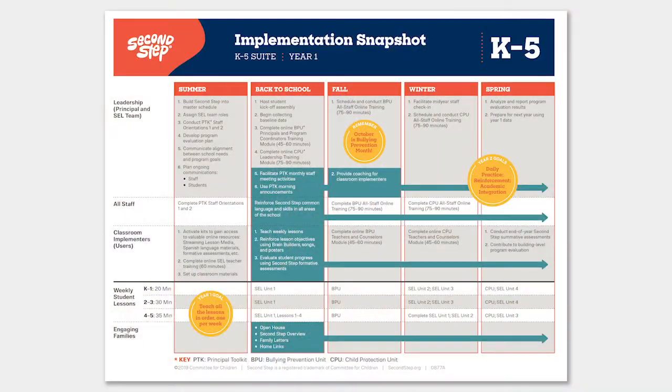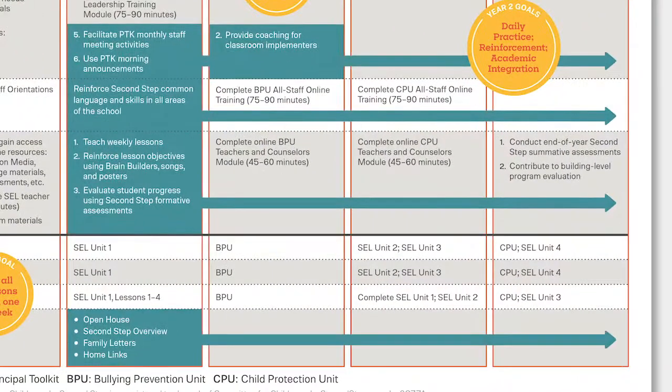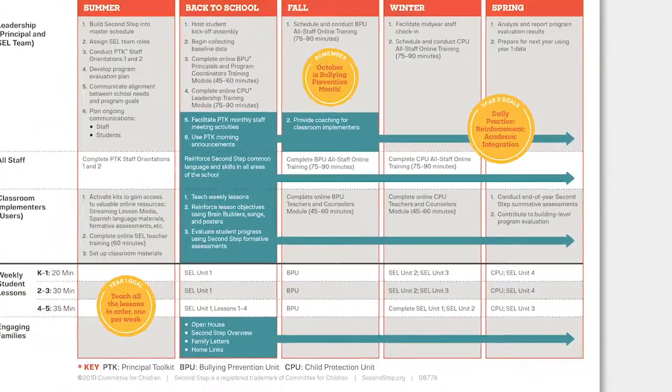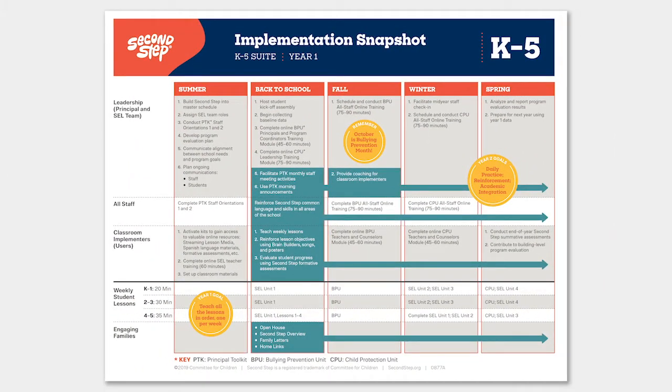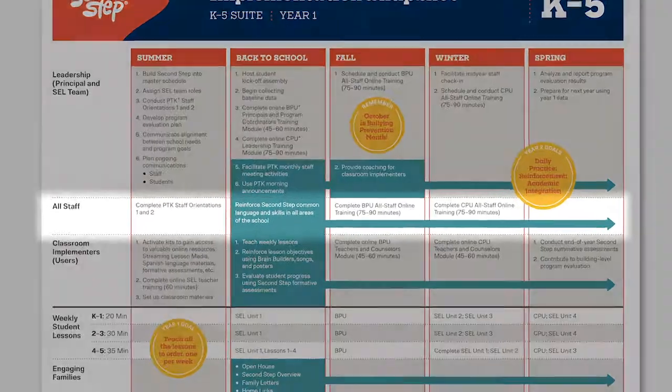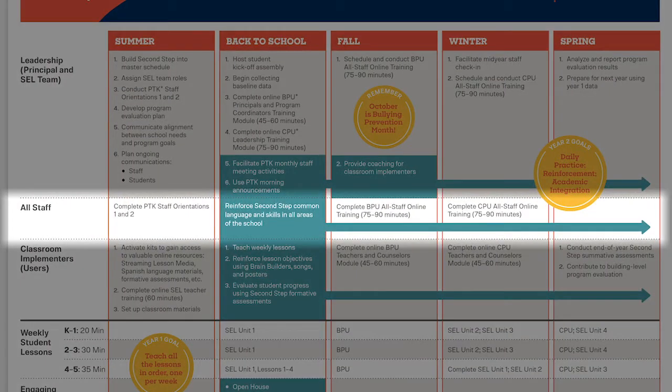You might notice that some of the tasks are highlighted in teal. The teal arrows indicate an ongoing task. Maybe as a building leader or teacher, you'll begin a task at the start of the school year, but this arrow means you'll continue it through the spring. Next, we have the all staff category, which includes leadership, teachers, front office staff, lunch aides, custodians, specialty teachers, every staff member.